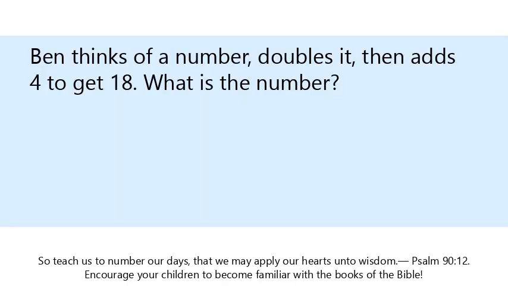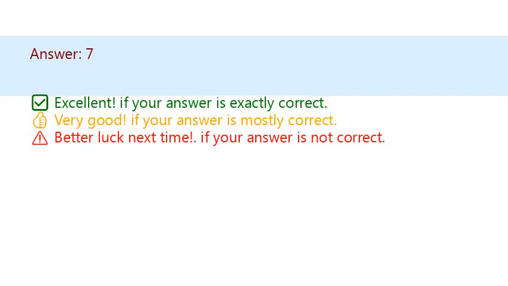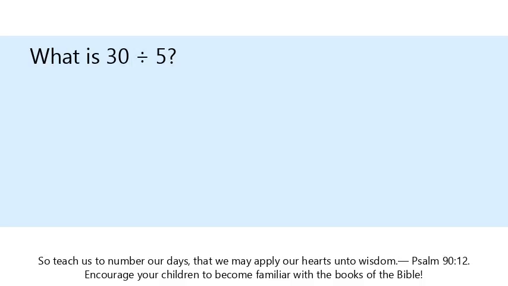Ben thinks of a number, doubles it, then adds 4 to get 18. What is the number? Answer, 7. What is 30 divided by 5?